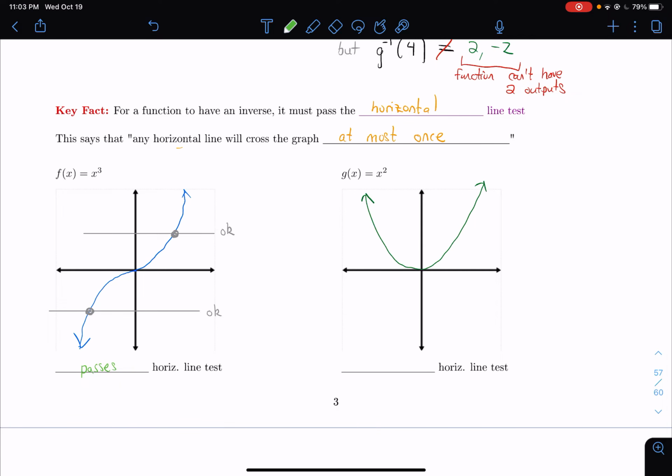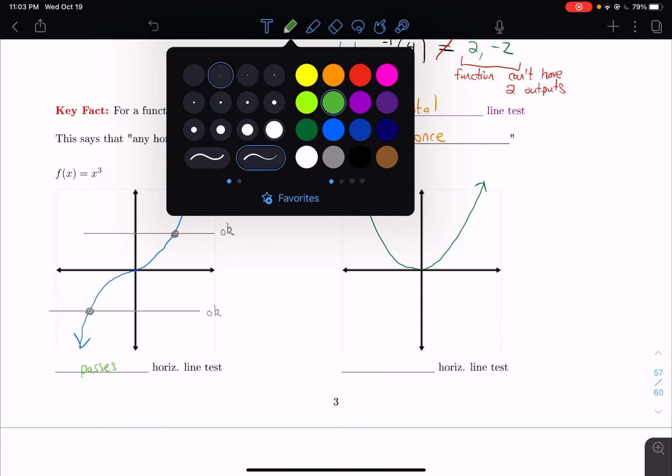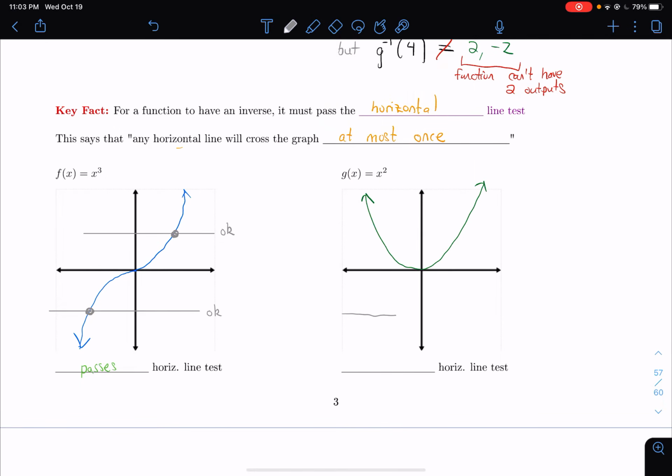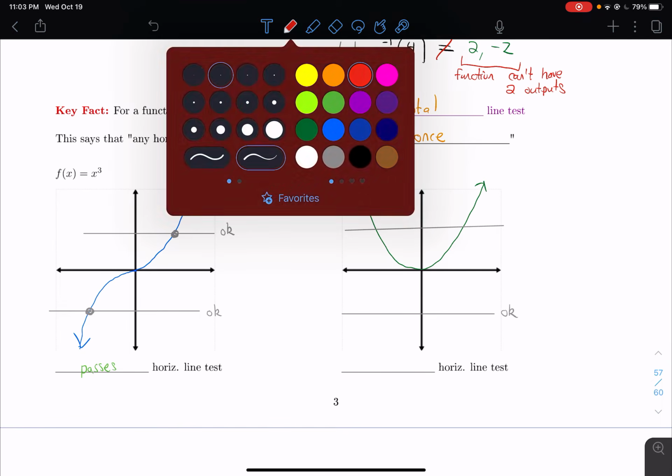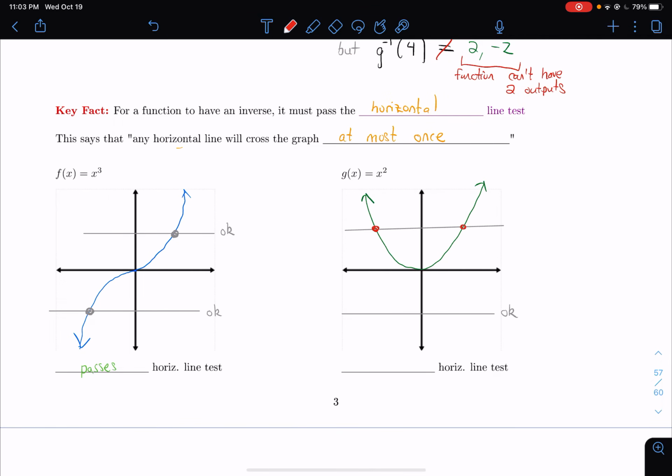What about our x squared, our parabola? So let me draw some horizontal lines. Okay, so first, what if I draw this horizontal line? So that crossed the graph 0 times. But 0 times is okay. It just says at most once. So 0 is fine. Crossing it 0 times is okay. Let me draw another line. What about this horizontal line? So this one crosses it twice. It crosses it once here and once there. So this one is not okay. I'll put a sad face.